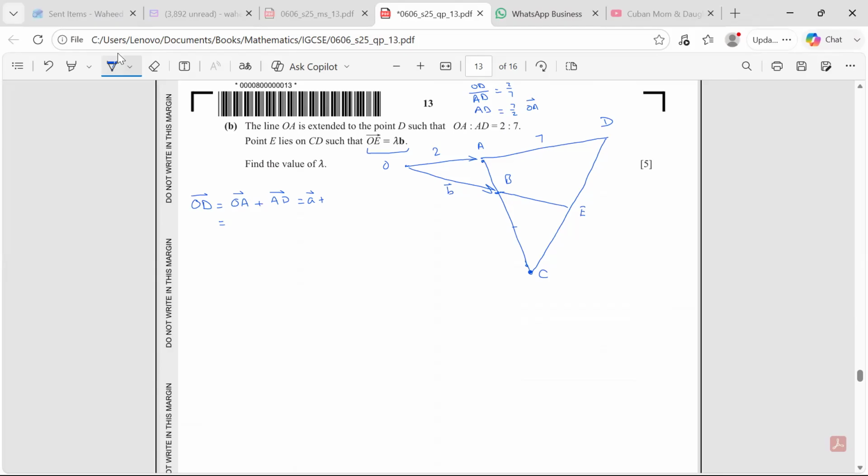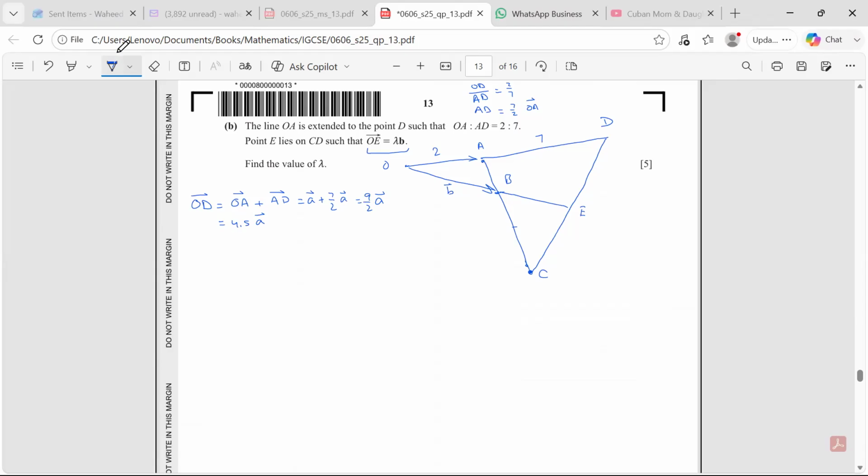Plus AD, which is 7 over 2 times OA, and OA is vector A, right? So this will become 7 over 2 plus 1, which is 9 over 2 A. So OD is 9 over 2 OA, and I can write 9 over 2 as 4.5, so 4.5A.